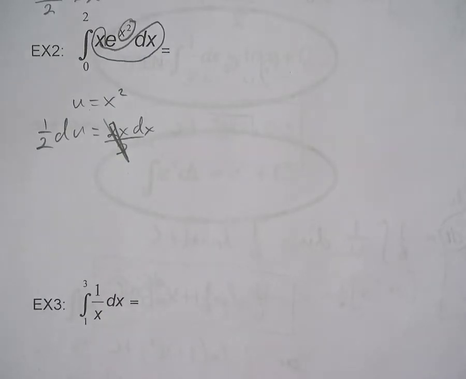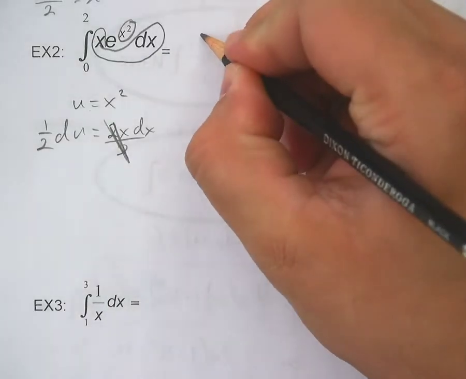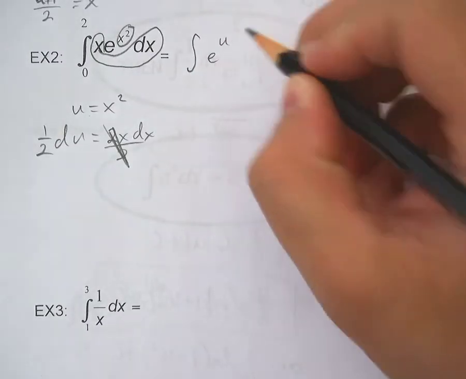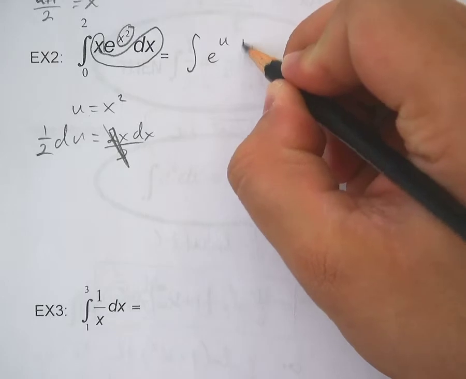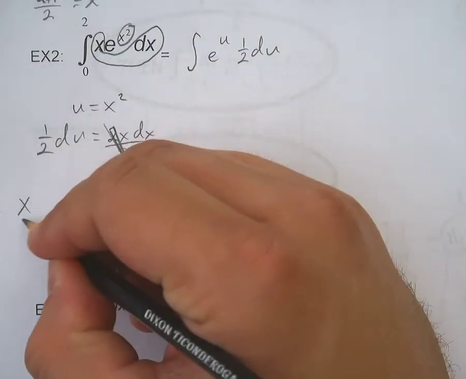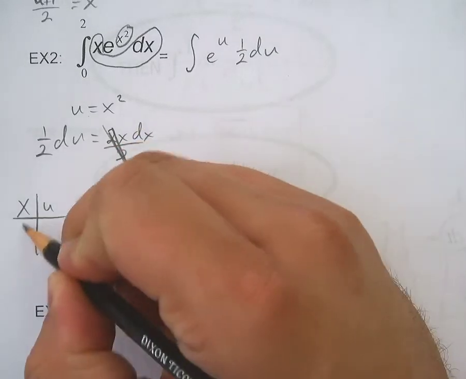And I've got an x dx, so this is going to be the integral of e to the u times 1/2 du, and you can go ahead and bring the 1/2 out. You know that by now, hopefully. And then I fix my limits of integration here, right? Let me see what I get. I have x and u 0 to 2.